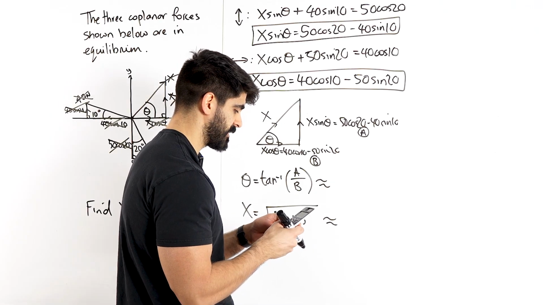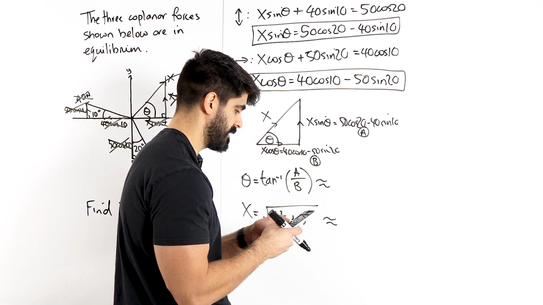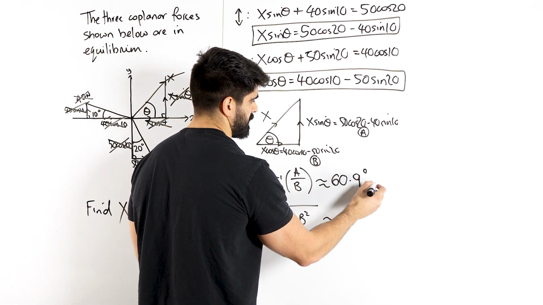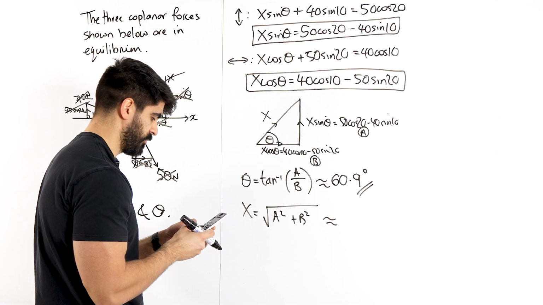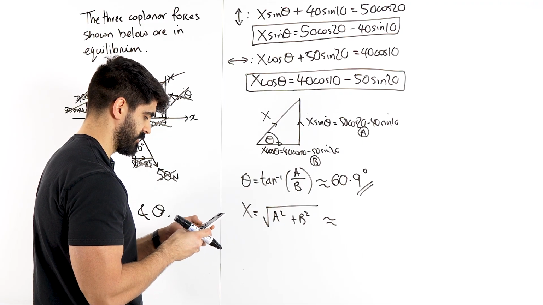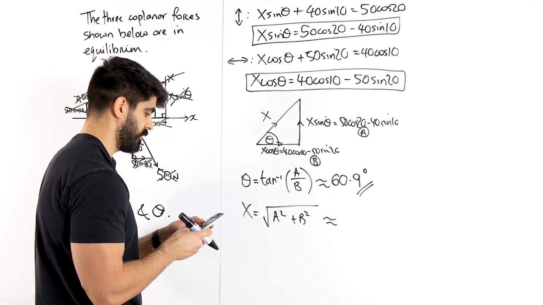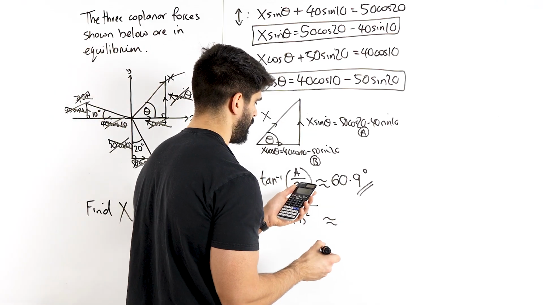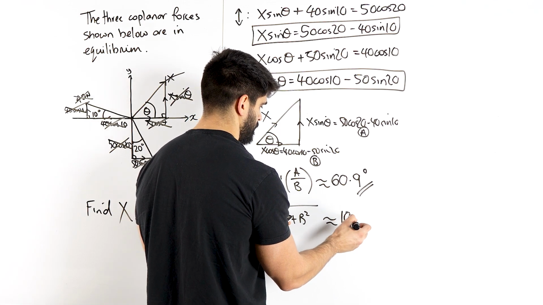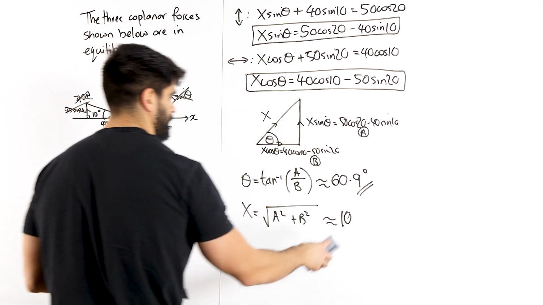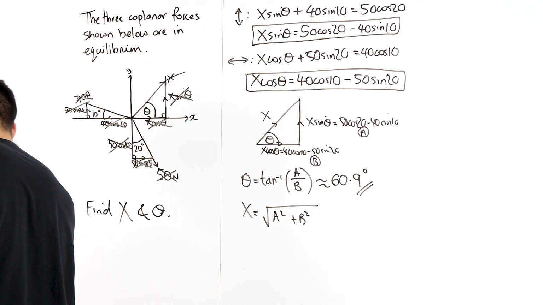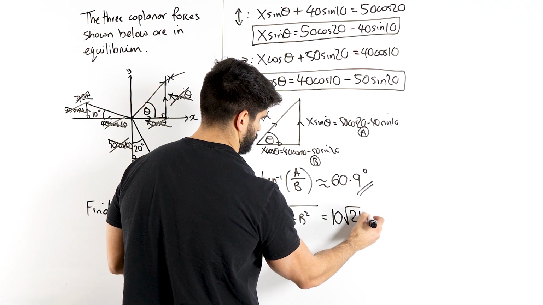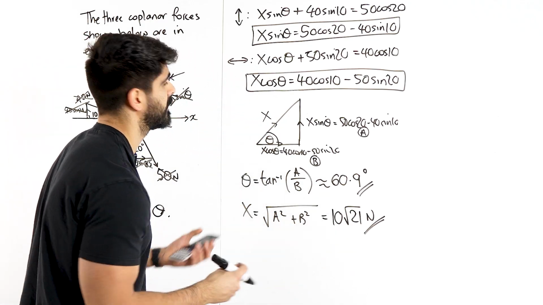So now doing inverse tan of a over b, I get about 60.89. So let's say 60.9 degrees to 3SF. And then we'll do root a squared plus b squared. Oh, whoa, that gives me a really nice number, 10 root 21. Dude, I was not expecting that. Dude, I literally just made this question up like 2 minutes ago, or however long this video has been going on for. Dude, sick. That's your answer.